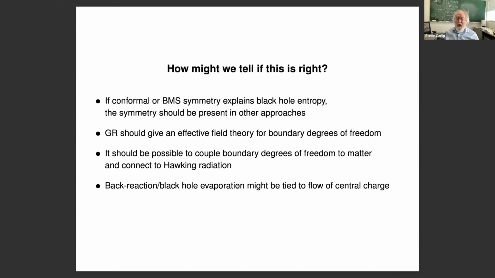It should be possible to couple those degrees of freedom to matter degrees of freedom and to connect this to Hawking radiation. And perhaps then, if we have a conformal description of black hole entropy and a conformal description of Hawking radiation, we can describe black hole evaporation in terms of some flow of central charge from the black hole theory to the Hawking radiation theory. These are all hopes for the future, but that's a good place to end. So thank you.